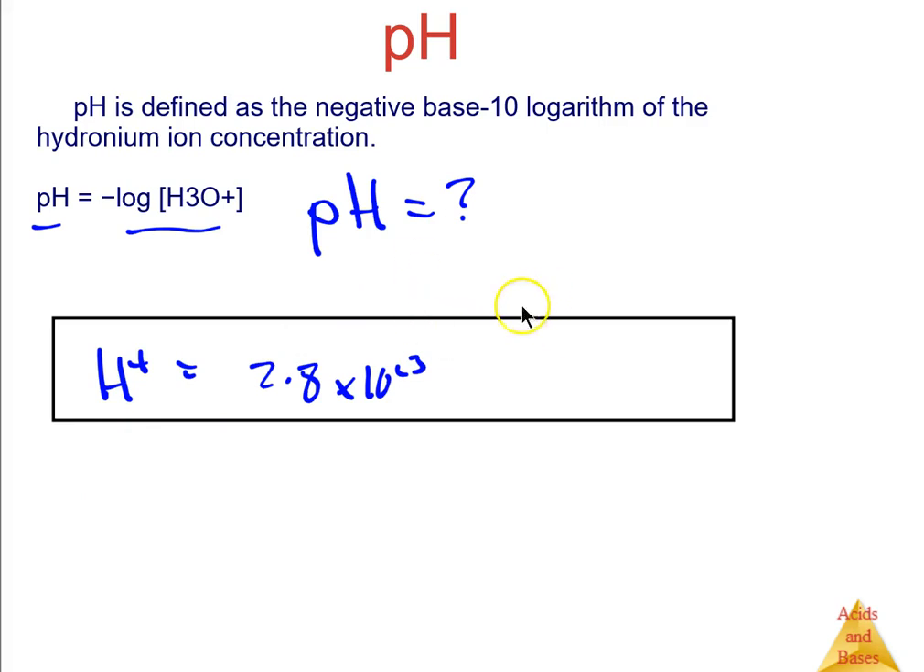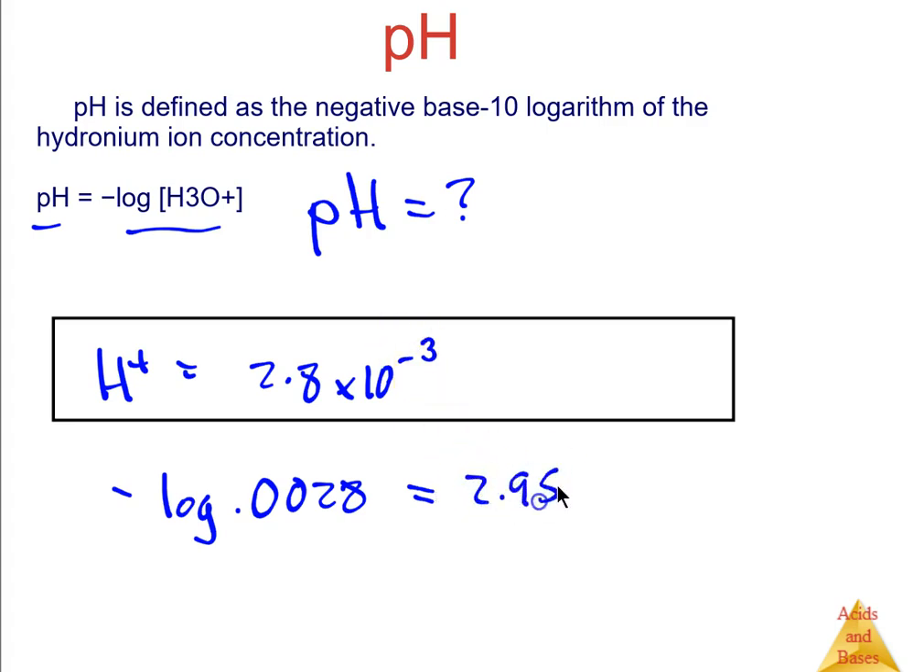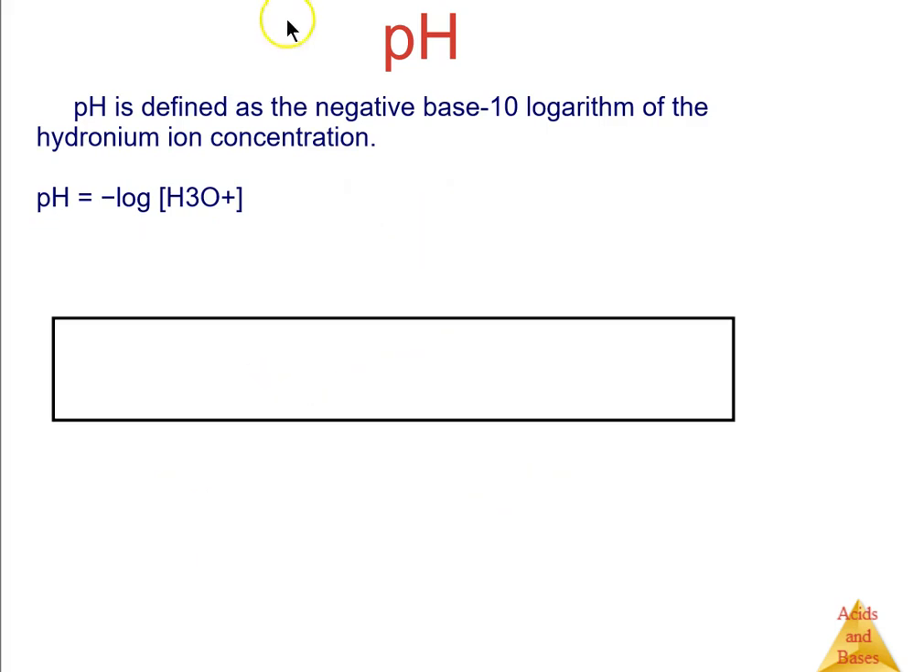Yeah, that says -3. So you would just hit negative log 0.0028. You hit enter, and what do you get? 2.55, sorry. Okay, and that's your pH. Really, really easy.